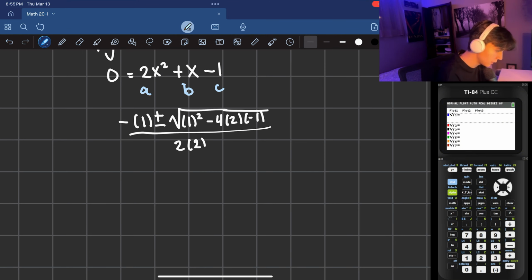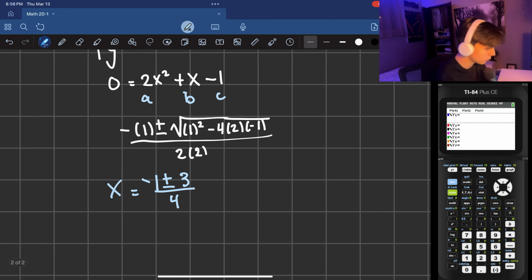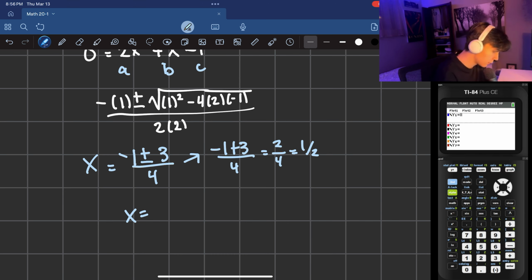So once you simplify, this should give you negative 1 plus or minus the square root of 9, which is 3, all over 4 is equal to x. So now we can find our two solutions. So we have the plus one, so let's do negative 1 plus 3 over 4. That gives us negative 1 plus 3 is 2 over 4 equals 1 over 2. So one of our solutions is going to be 1 over 2.